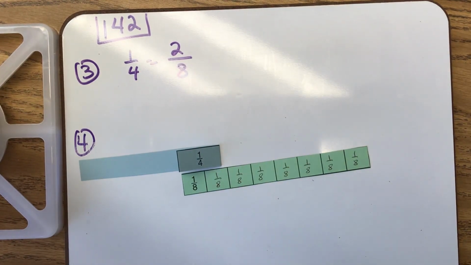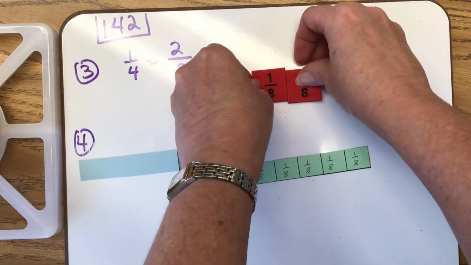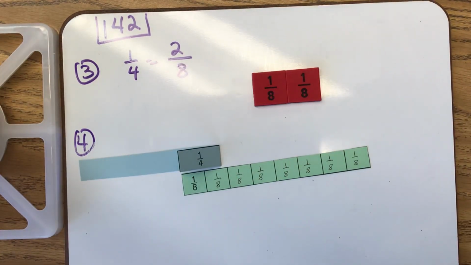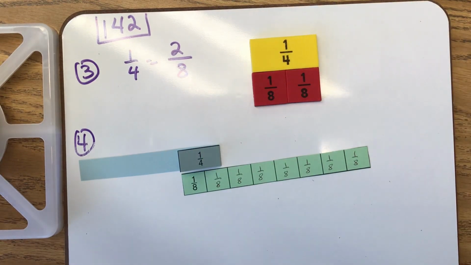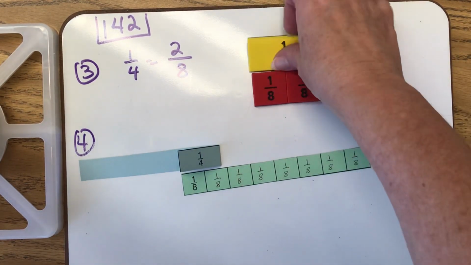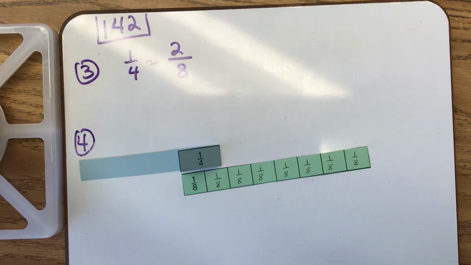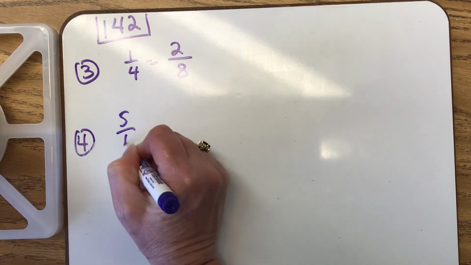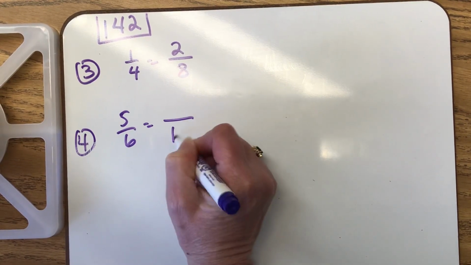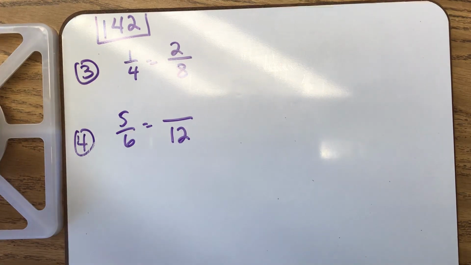I will show you with my bigger ones also. Here I have 2/8, which is equivalent to 1/4. Those are equivalent fractions, 1/4 and 2/8. All right, number 4 asks us to find a fraction equivalent to 5/6. It says 5/6 is equivalent to how many twelfths? So the numerator is missing.